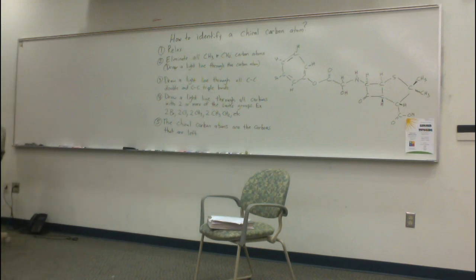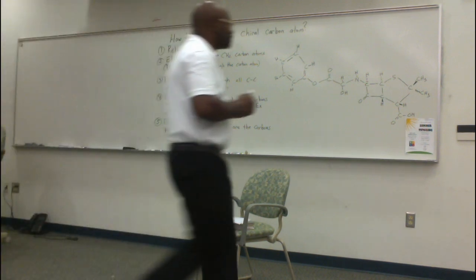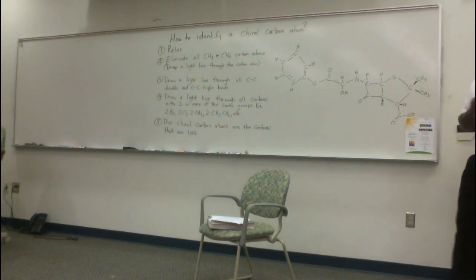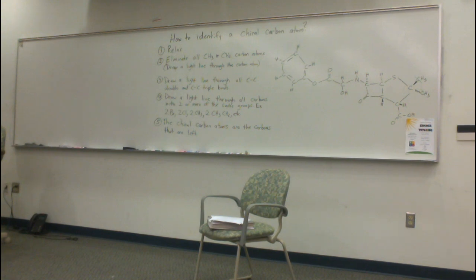Okay. Do we have any CH3 or CH2 carbon atoms in our molecule? We're going to put a green line through those. These carbon atoms are just crossed out, which basically says these carbon atoms cannot be chiral, but they are still there. I didn't get rid of them completely. I just eliminated them as possible chiral carbon atoms. So once I got through the first rule, I got rid of my CH3 and CH2 groups.